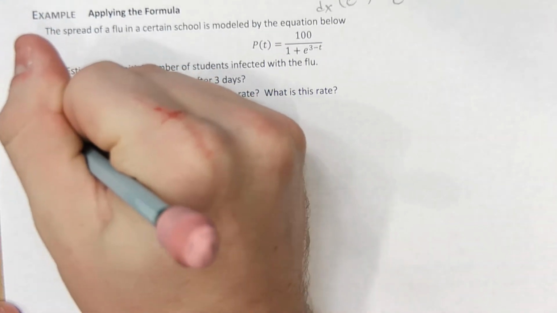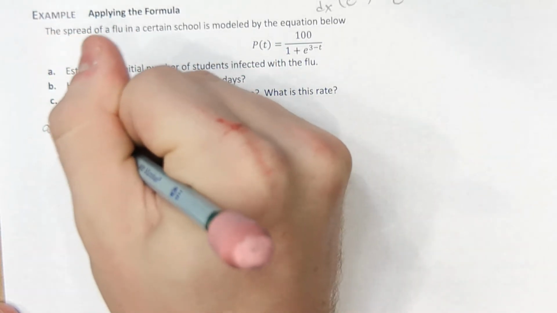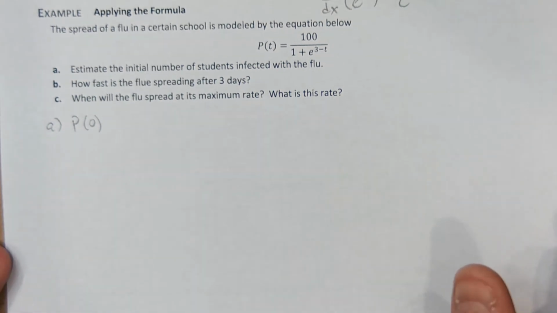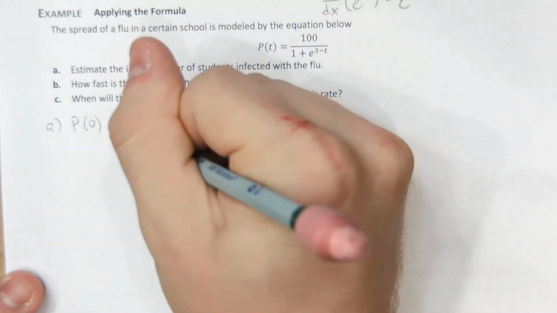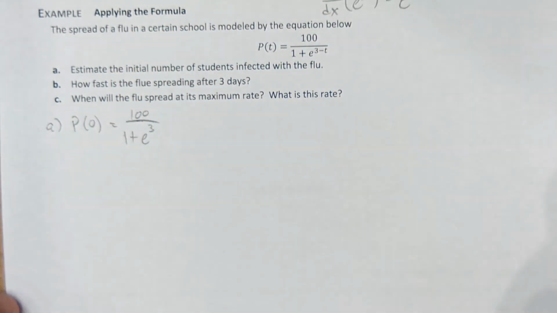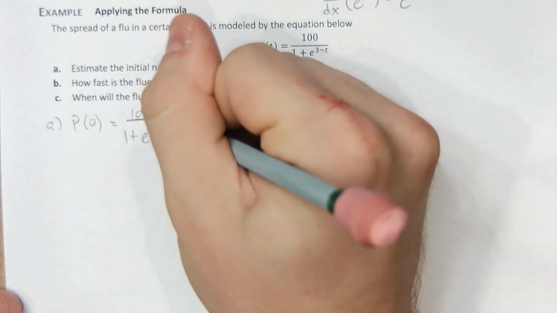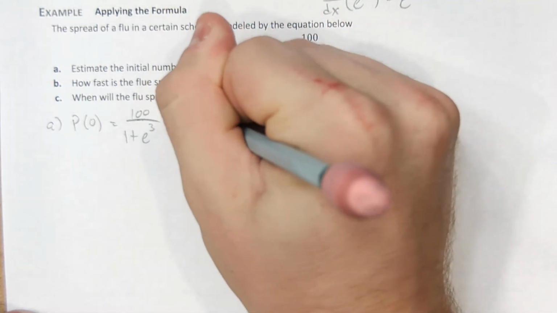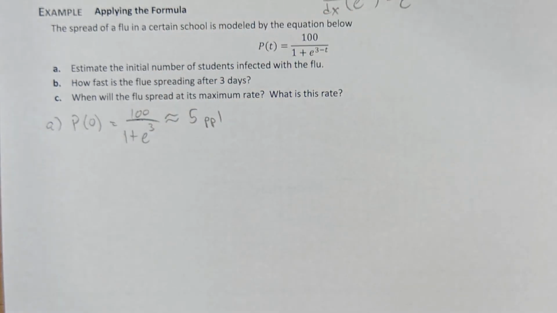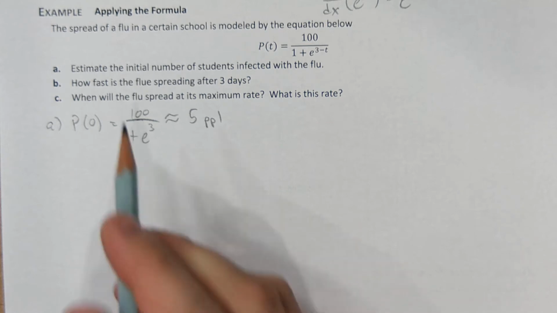So for part A, you're legitimately just saying, what is the population when 0 days have passed? You plug in 0 for t. You get 100 over 1 plus e to the 3 minus 0, which is just e to the 3. You grab handy dandy calculator, and you realize that there's no such thing as partial people, hopefully, and you round to the nearest whole person, so we have 5 people. If you type that on a calculator, just saving you the trouble of grabbing the calculator, that's what you get, 5-ish. It rounds to 5.